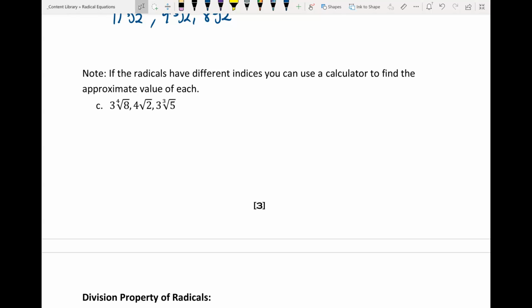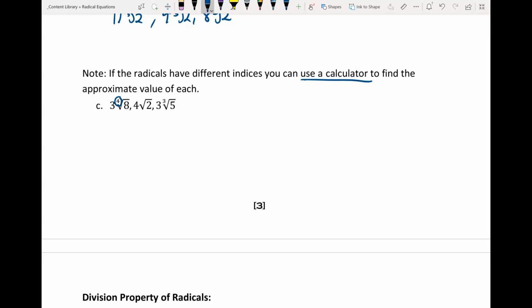And if the radicals have different indices, you could also use the calculator to find the approximate value of each and then reorder. For the most part, we're not going to use much calculator in this unit, but there are going to be some times, and it will be indicated in the question or section when you're going to use your calculator in this unit. So here it does say use a calculator, so we're going to go ahead and put this into the calculator. Remember that not all of them are going to be square root or cube root, so you're going to have to look for the nth root option in your calculator when you're doing this.